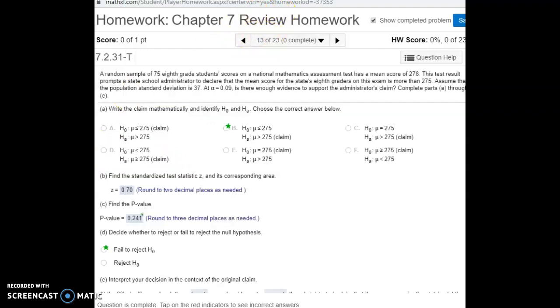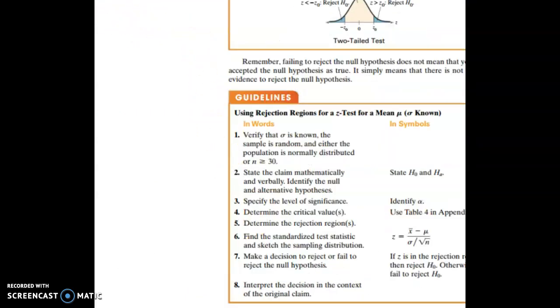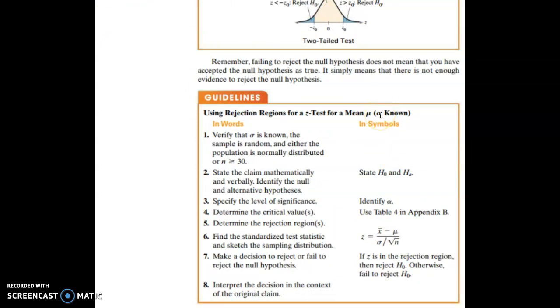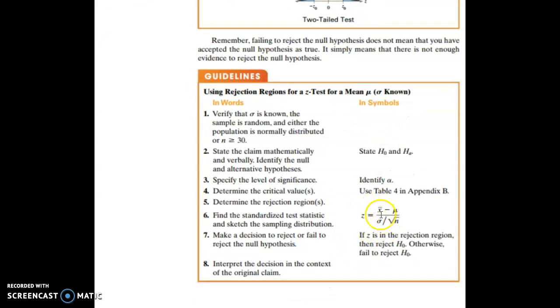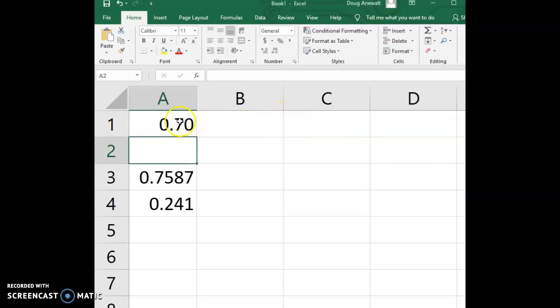For number 13, we're dealing with the situation here in chapter 7.2 where we actually know the population standard deviation. Here's the formula we're going to need to use to find the test statistic z. And here we're doing it in Excel. We have the sample mean minus our null hypothesis, and you divide all that by the population standard deviation divided by the square root of the sample size. And that gives us our test statistic z.